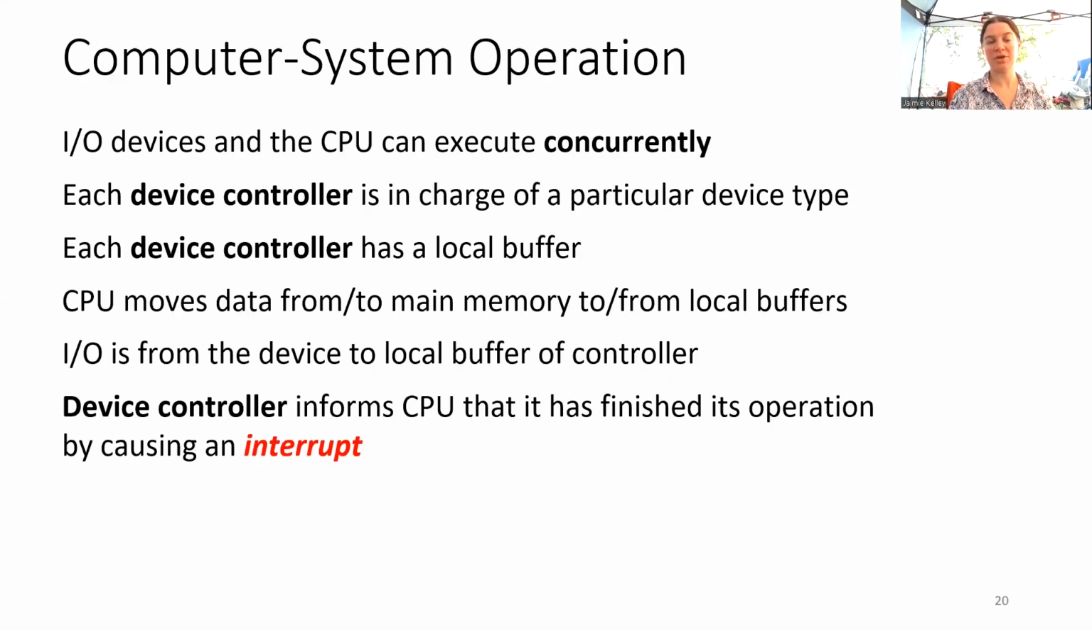In terms of the operation of the computer system, each device controller is in charge of a particular type of device and has a local buffer in which it can store a select number of objects. The CPU is in charge of moving data from or to main memory to or from those local buffers. And the input and output is from the device to the local buffer of the controller. The device controller is going to inform the CPU that it's finished its operation by causing an interrupt.